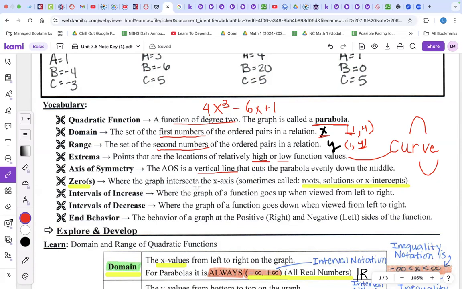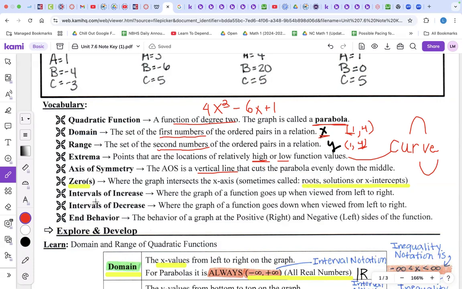Zeros is where your graph intersects the x-axis, and I need you to underline roots, solutions, x-intercepts, and zeros. We didn't underline the rest because we'll get to that. But I need you to know that your zeros are also called roots. They are called solutions. They are called x-intercepts. You will see sentences in which they will ask you for the roots. That's the same as your zeros. They will ask you for the solutions. That's the same as your roots or x-intercepts or zeros. They'll ask you for your x-intercepts. Hey, those are solutions. Those are roots.